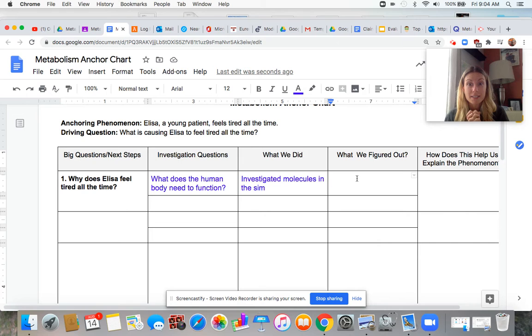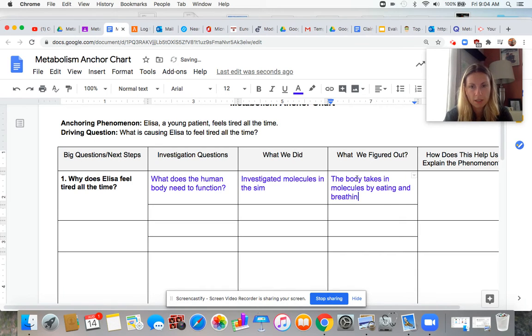All right, did you notice or did you remember that we figured out that the body takes in molecules by eating and breathing? And we saw that with the 2 systems in our body, our respiratory system and our digestive system in the simulator. So the body takes in molecules by eating and breathing. Okay, and where did those molecules end up?